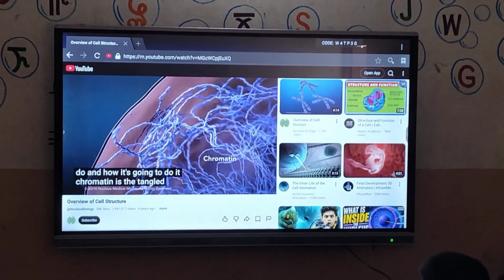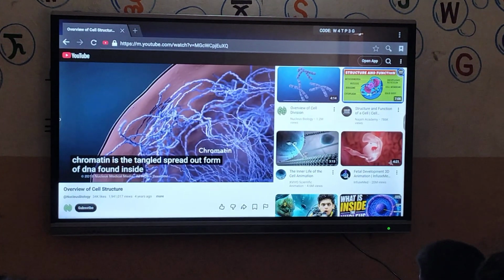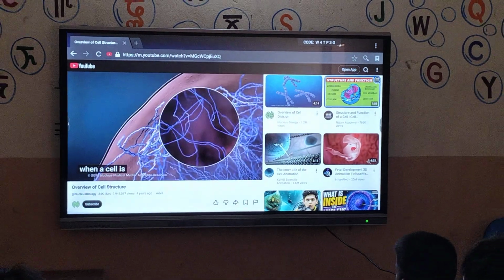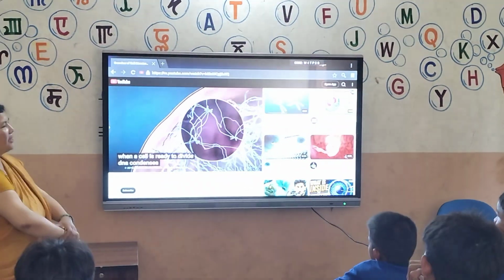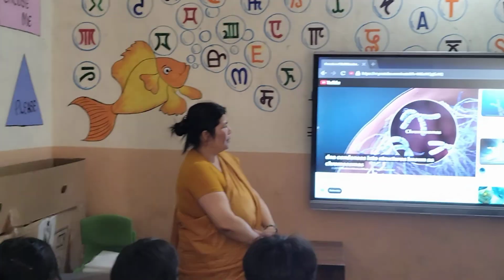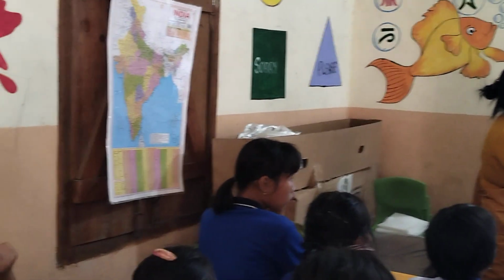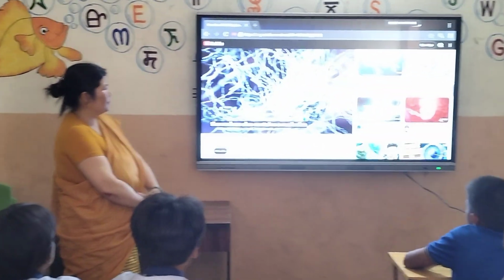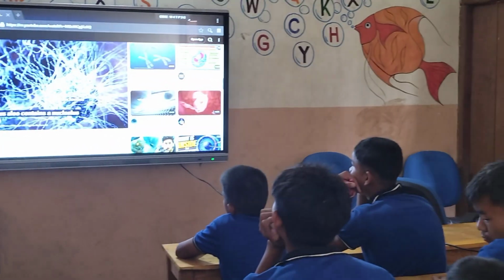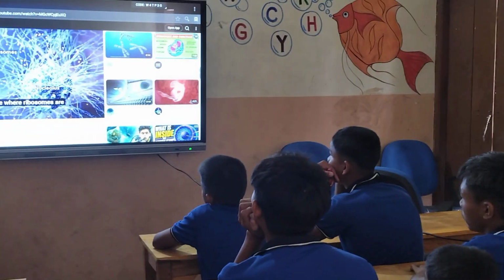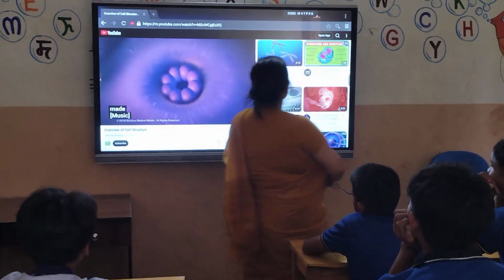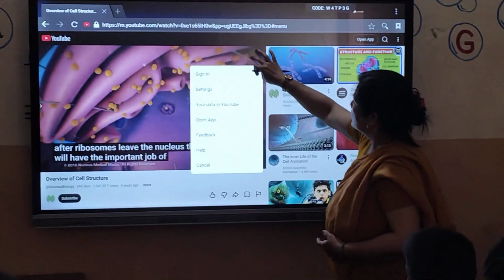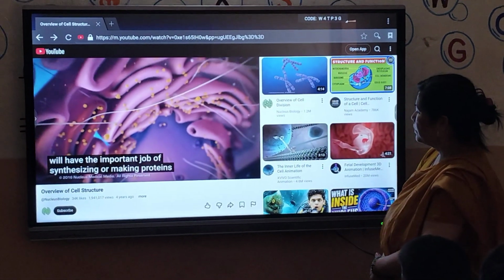Chromatin is the tangled, spread-out form of DNA found inside the nuclear membrane. When cells are ready to divide, DNA condenses into structures known as chromosomes. The nucleus also contains a nucleolus, which is a structure where ribosomes are made. After ribosomes leave the nucleus, they will have the important job of synthesizing or making proteins.